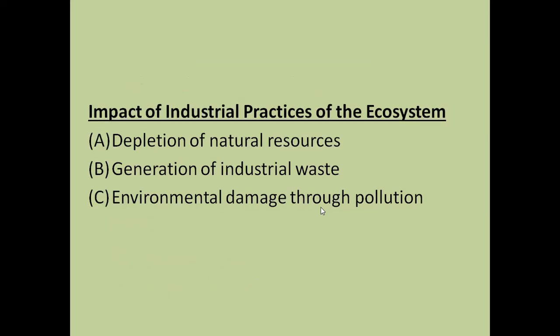Now, impact of industrial practices on the ecosystem. What are the negative impacts of industrial practices on the ecosystem? They are: number A, depletion of natural resources; number B, generation of industrial waste; and number C, environmental damage through pollution. So let us discuss these points one by one.